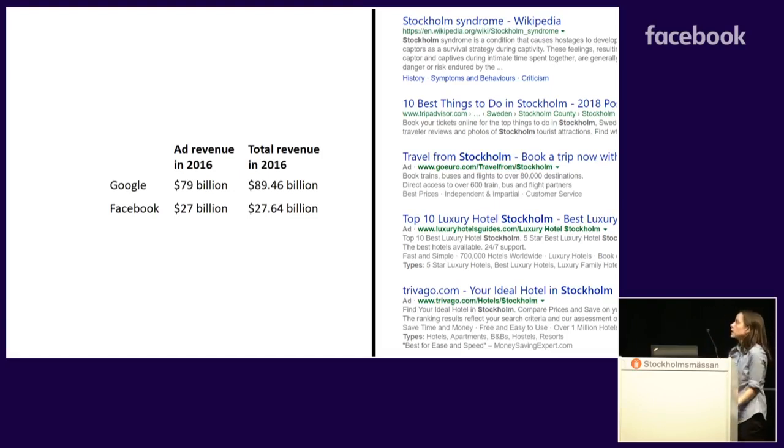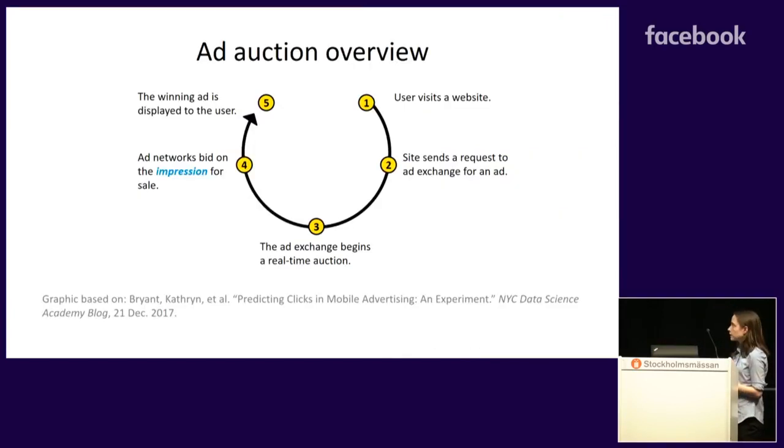As we saw, ad auctions generate huge amounts of revenue for big internet companies. And the way it works at a very high level is that when you visit a site, the site is going to send a request to an ad exchange for an ad. An ad exchange is basically just a marketplace for ads. That ad exchange is going to begin a real-time auction, and the ad networks, the advertisers, are going to bid on the impression for sale. The impression is the opportunity to show you an ad. Then the winning advertisement is going to be displayed to you. And this whole process just takes milliseconds to complete.